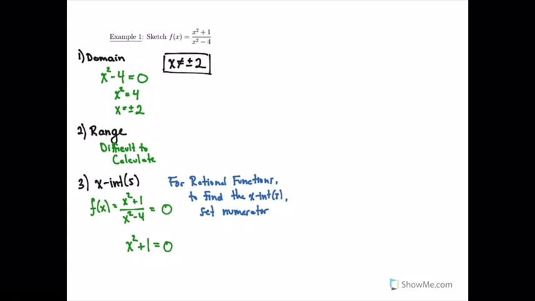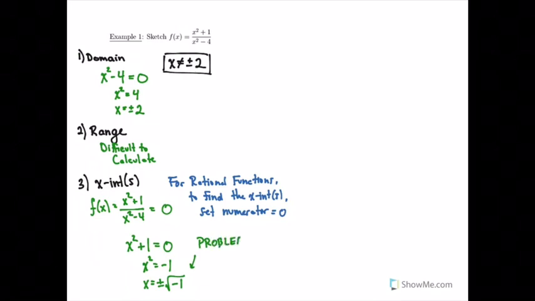And these are important points to find. So here we have x squared plus 1 equal to 0. That's going to give me x squared equals negative 1. X equals plus or minus the square root of negative 1. That is a problem. We can't take the square root of a negative number. That's plus or minus i, an imaginary number. And this just means that there are no X-intercepts, which is not a problem. That's all right.